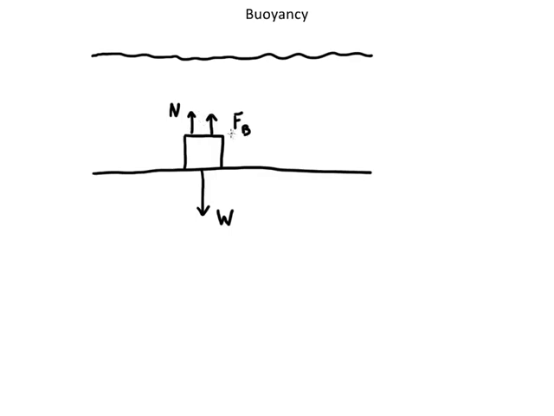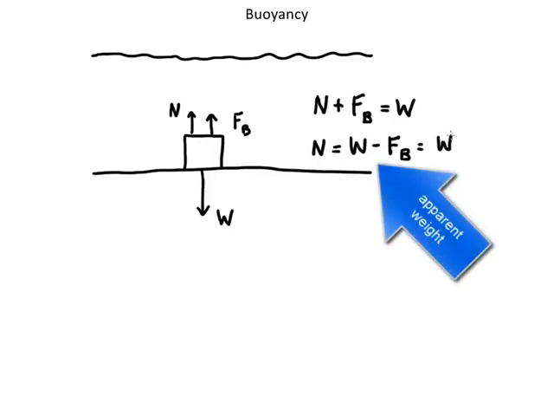Okay, so in a situation like this, let's say you're asked to find the normal force. How hard is this object being pushed up on by the bottom surface? Well, you know that these things are in equilibrium, so you know that the normal force plus the buoyant force must equal the weight. This normal force would then be equal to the weight minus the buoyant force. Now, you might remember from the other video that when you take the weight and you subtract the buoyant force, you also get this thing called the apparent weight. I'm just going to write a little APP here.